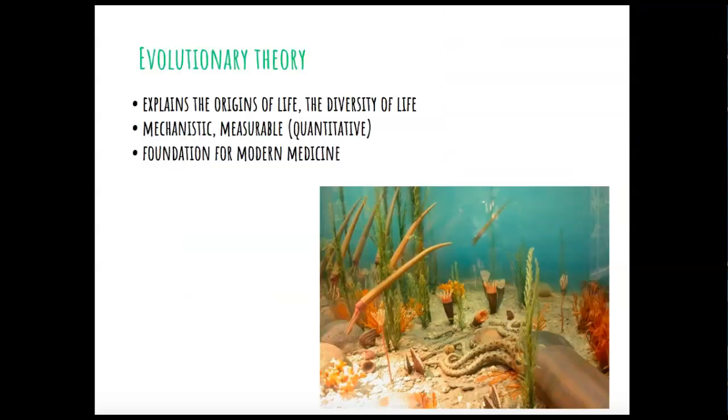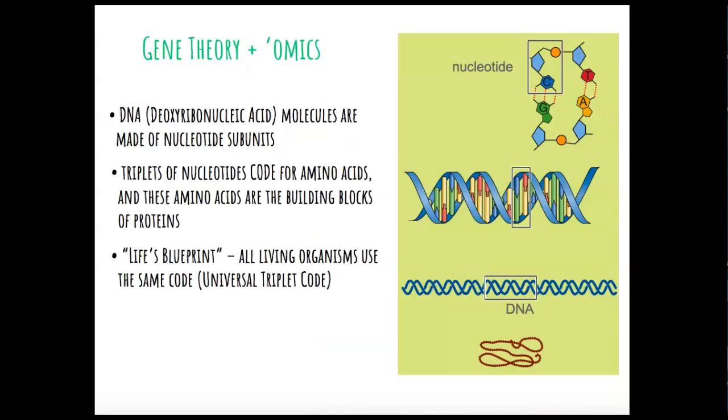Evolutionary theory, which we will spend quite a bit of time studying in Bio 182, explains the origin of life and the diversity of life, how we have so many different species and so much variety of life on planet Earth, through the process of evolution, through natural selection. Evolution should be mechanistic and measurable or quantitative. We should be able to see evolution happening. It happens very slowly, but it does happen through time. And it is one of the foundations for modern science.